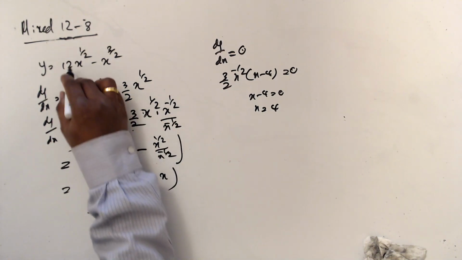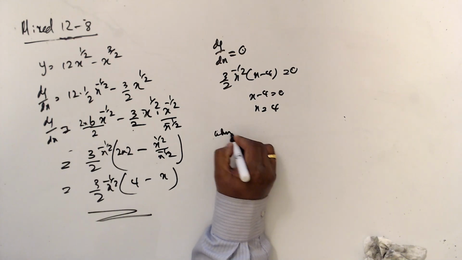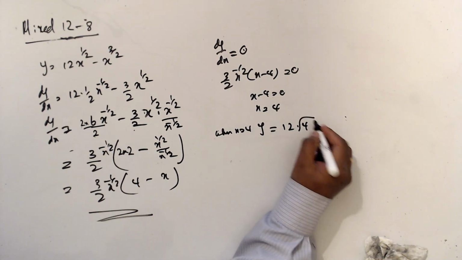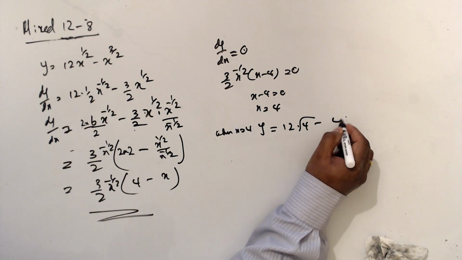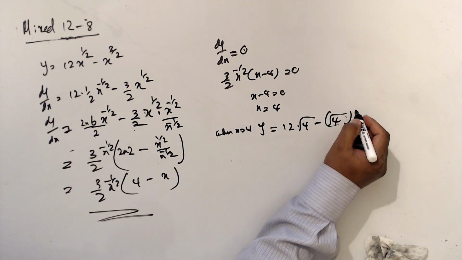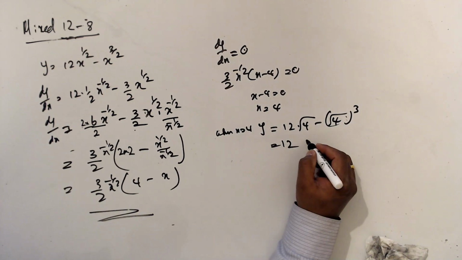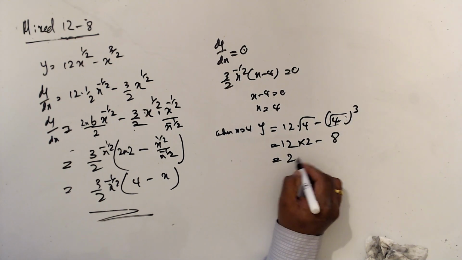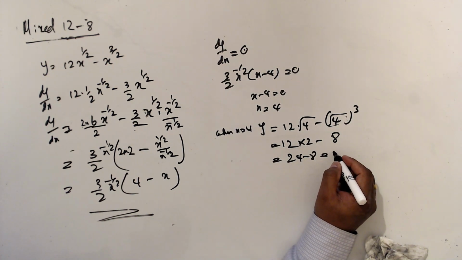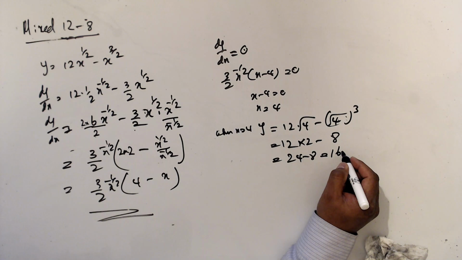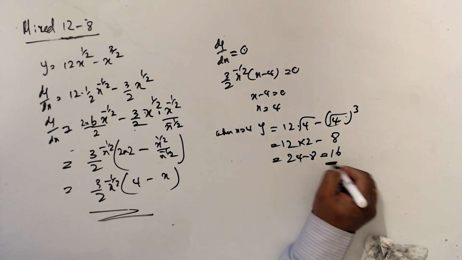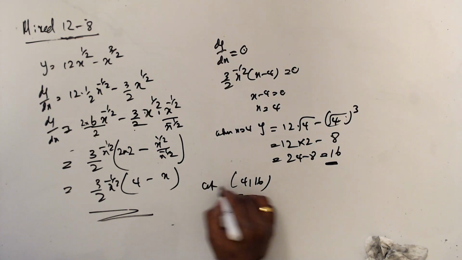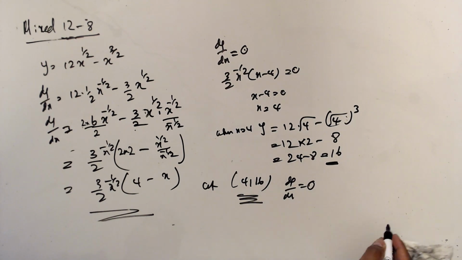The y value, when x equals 4: y is 12 times the square root of 4, minus 4 times the square root of 4 cubed. So this is 12 times 2 minus 2 to the power 3, which is 8. So 24 minus 8 is 16. So the point is (4, 16). At (4, 16), dy/dx equals 0.